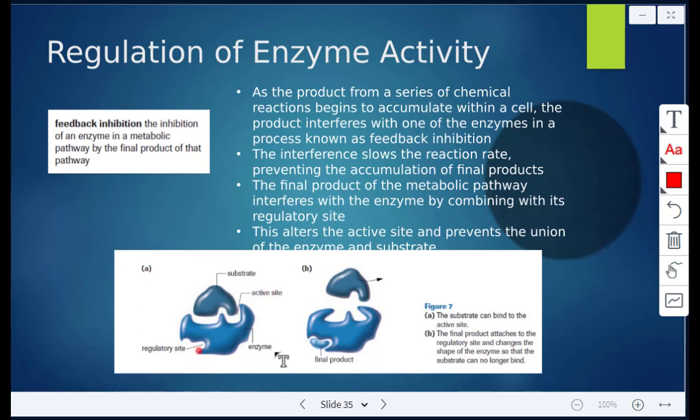All right, so here in this diagram, the substrate binds to the active site of the enzyme. There's this area here called the regulatory site. So the final product from this reaction will attach to this regulatory site here, and it'll change the shape of the enzyme. So notice how this structure has changed so that the substrate can no longer bind. All right, and that will prevent, or it'll slow down the production.